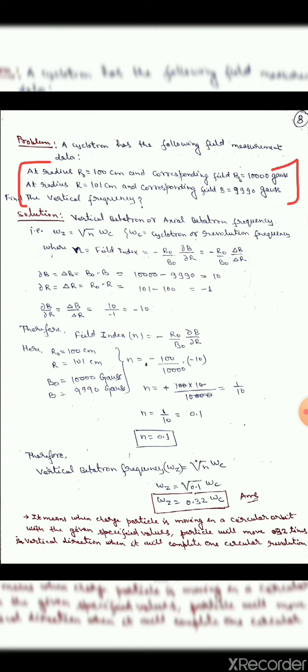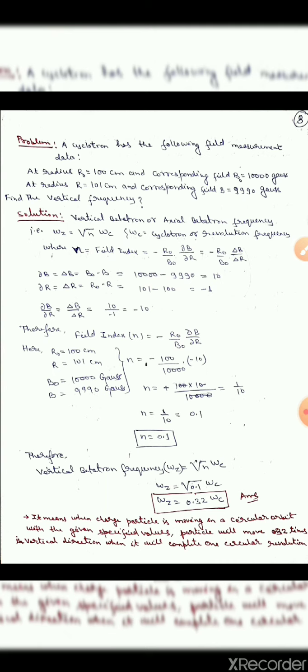So for the horizontal betatron frequency also we can find out. We know that the horizontal or radial betatron frequency, omega r, is equal to the square root of 1 minus n. Here n is 0.1, so 1 minus n is 0.9. Taking the square root of 0.9, we can get the radial betatron frequency. So the same problem can be asked for radial betatron frequency or horizontal betatron frequency.